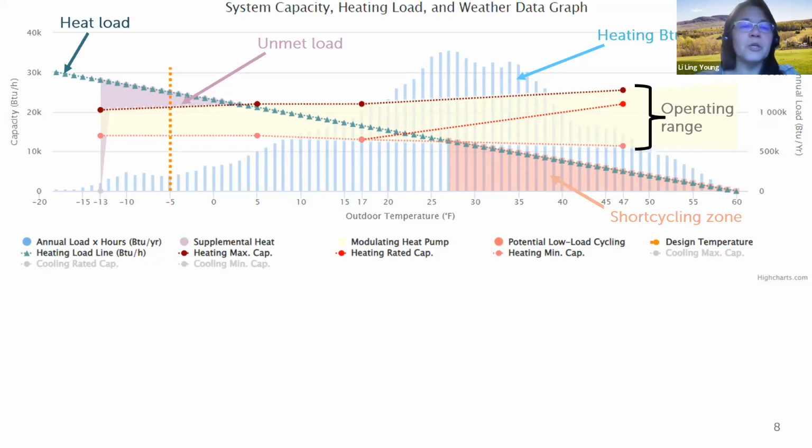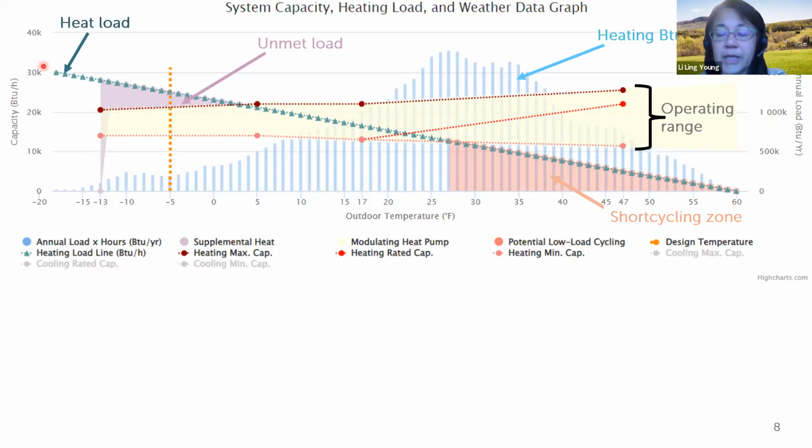But the capacity of the heat pump is continuing on to the left, but you can see that there is a little slice here where, okay, well, actually, no, I haven't gotten there yet. So the diagonal line, now we're starting to talk about the building. The diagonal line is the heat load of the building.